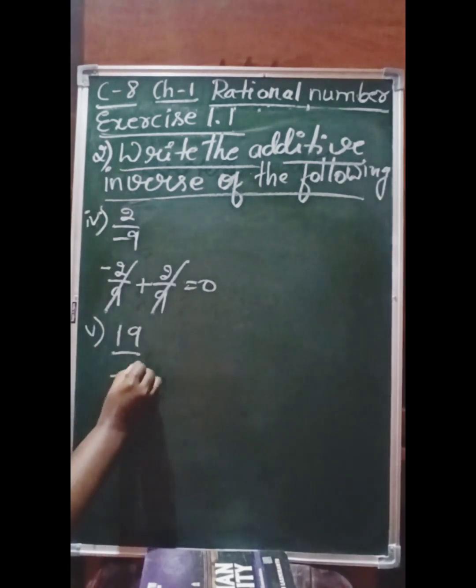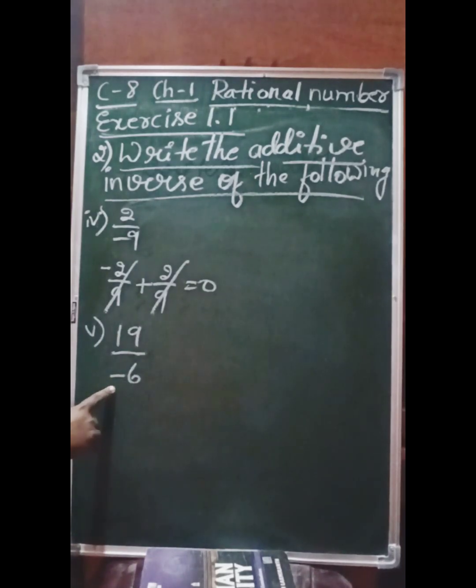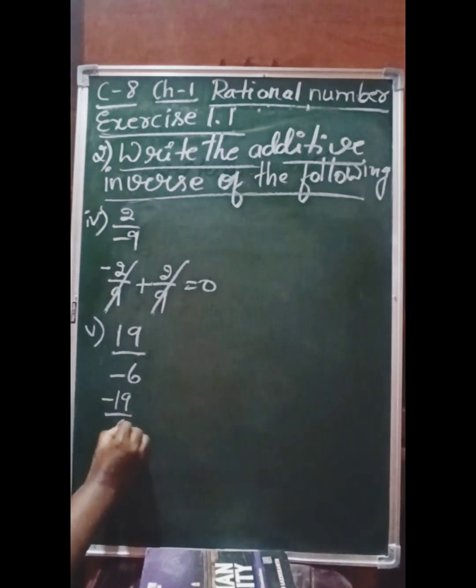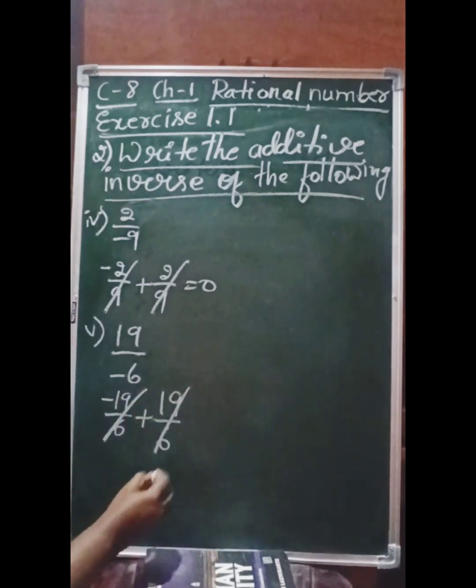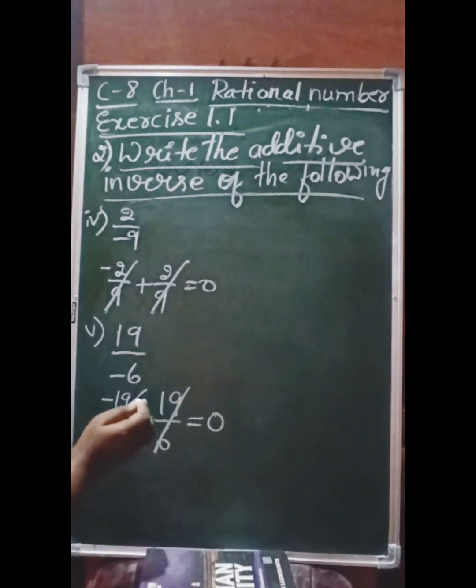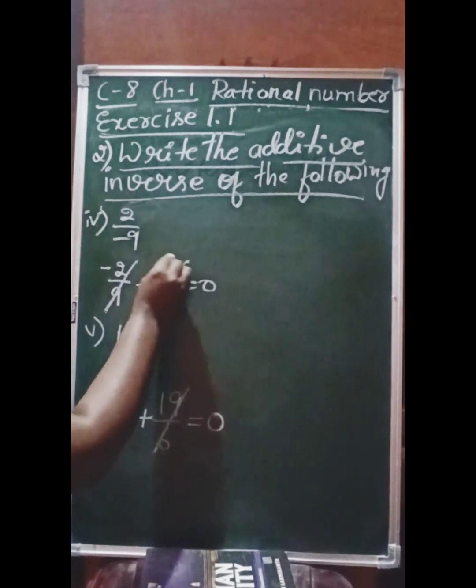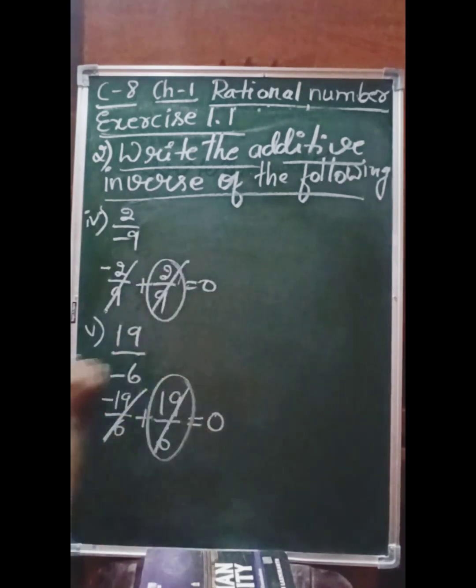So the fifth one is 19 by minus 6. Here also they given negative in the denominator, don't get confused. Okay, whether the negative sign is in denominator or numerator, it doesn't matter, the whole term will be negative only. So as the given negative, you consider the positive, that is plus 19 by 6. So minus 19 by 6 plus 19 by 6 will get cancelled, you will get 0. Means what, whatever you will consider here, that will be the additive inverse of the given problem. Okay, this is how we need to find out the additive inverse.